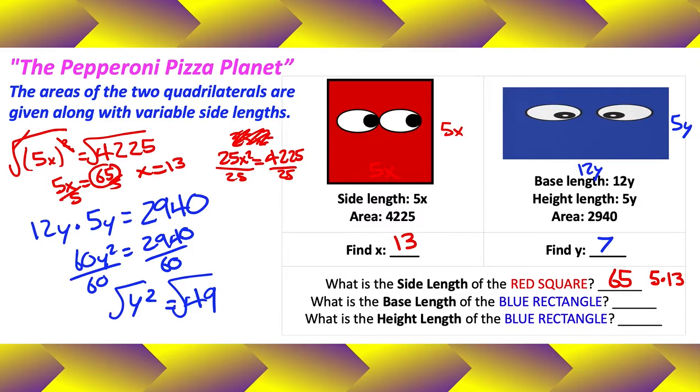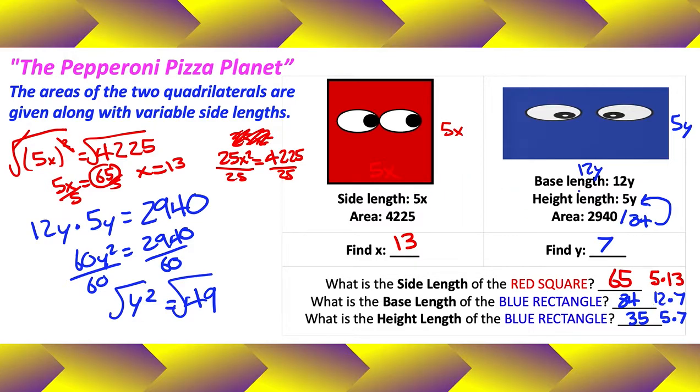What else we got? The y value is 7. The base length is 12y, so we'd go 12 times 7 for the base length. 12 times 7 is 84. Now here's kind of a trick. If you want, you could take the area divided by 84, and it would give you the height. It's the same thing as if you went 5 times 7, which is 35. So either way, you'll get the answers that you need.